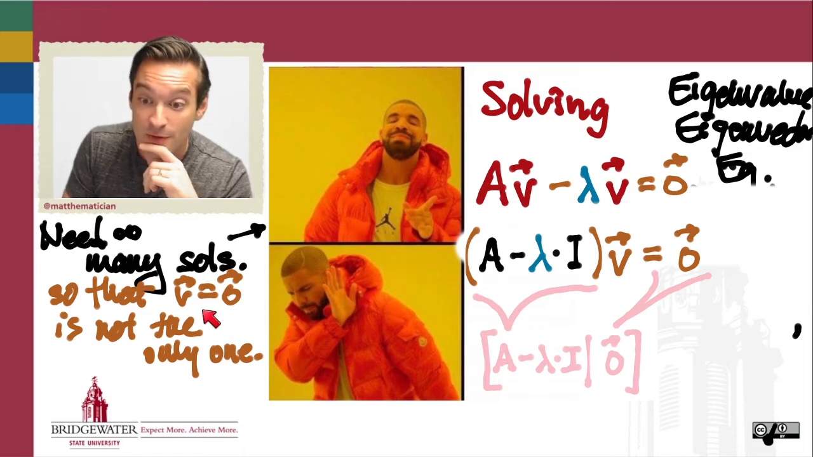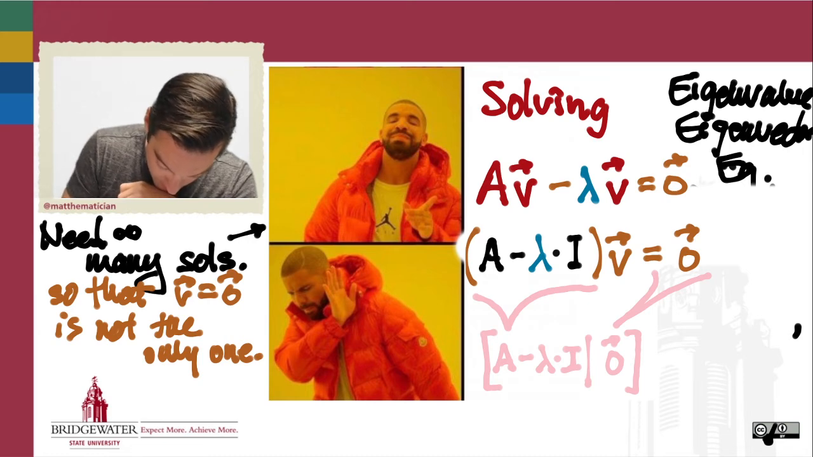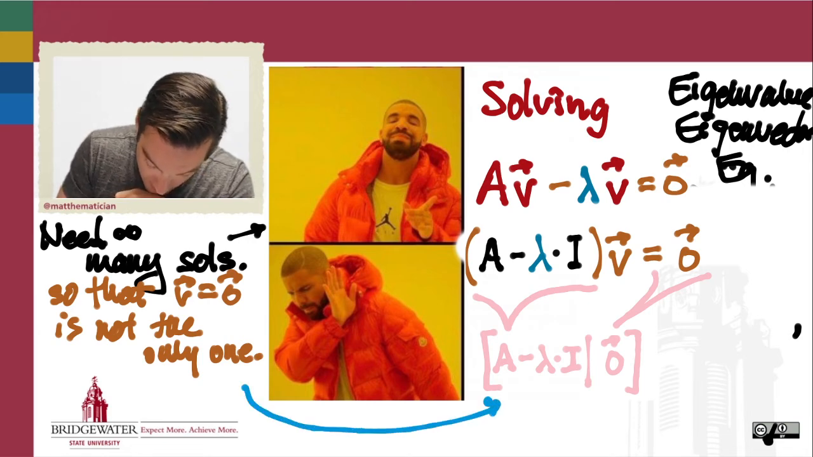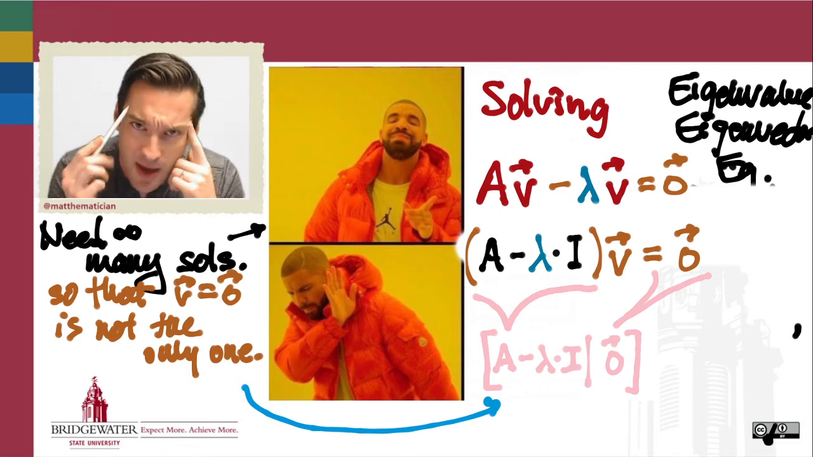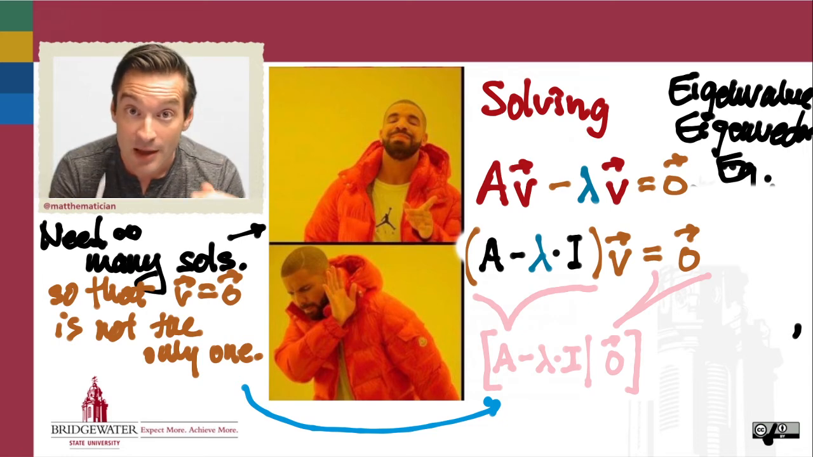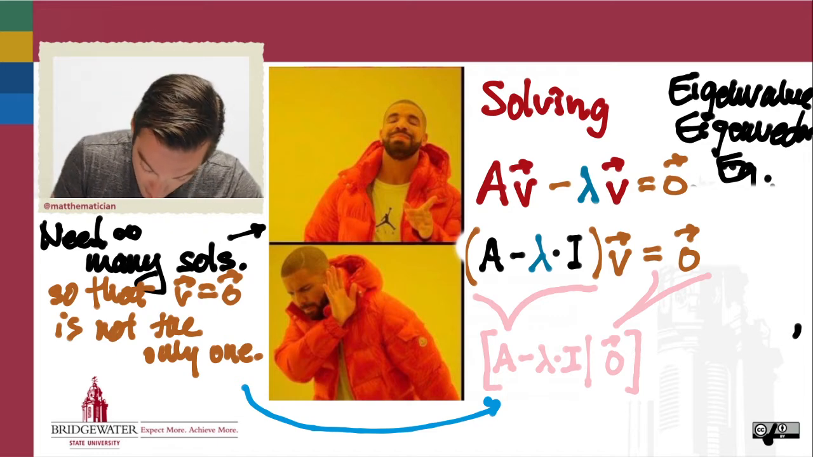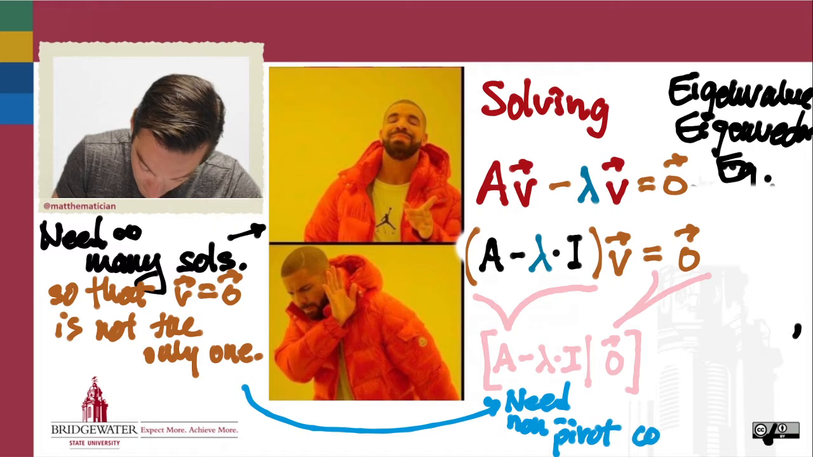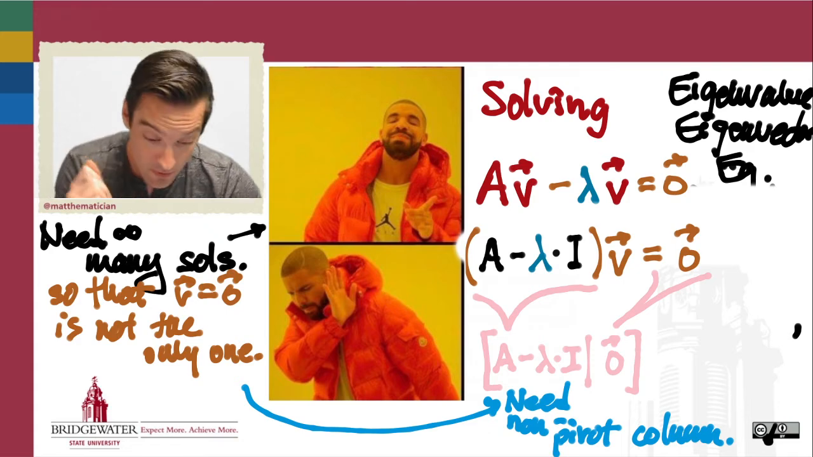But I need this to have infinitely many solutions. And if I need this to have infinitely many solutions, here's the kicker. That means that I need A minus lambda times the identity not to be an injective linear transformation. In other words, I need there to be at least one column of the reduced row echelon form which does not have a pivot. I need a non-pivot column. That's the only way I'm going to have infinitely many solutions for this system.